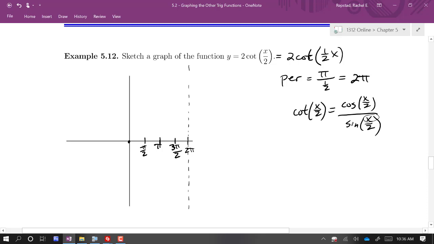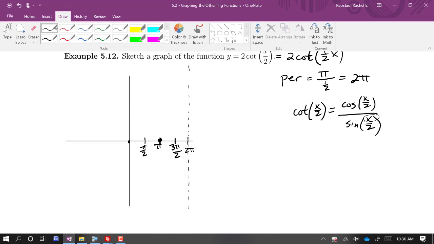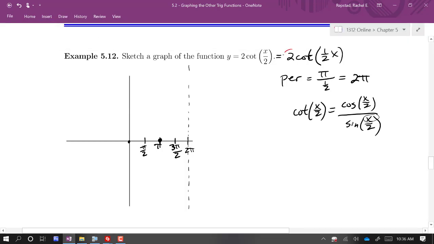So cotan has a similar shape to tangent. At the halfway mark it's at 0, and at pi over 2 it'll achieve this value 2. So we don't call it the amplitude, but it still marks an important anchor. You can convince yourself of that.